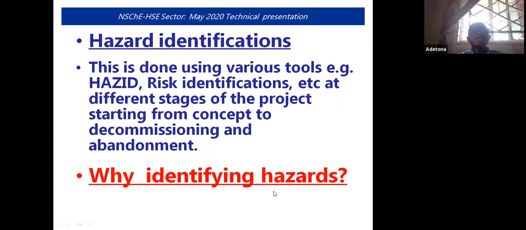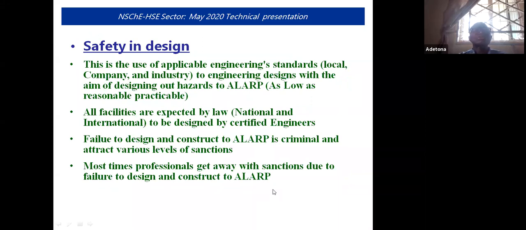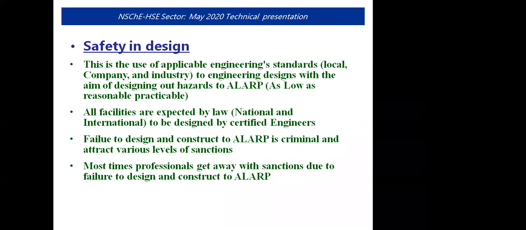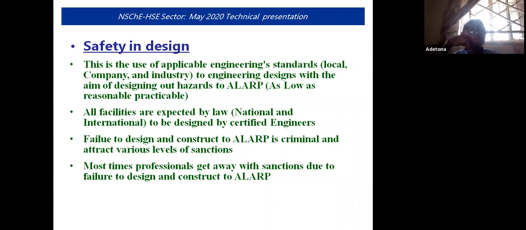Why do we need to identify hazards? We identify hazards so that we will not be caught out in the process of operation and decommissioning. When we identify the hazard upfront, starting from the front-end design, we try to design them out, and where we cannot design them out, we put various safeguarding measures in place to control them and also to prevent the impact if it eventually gets released.